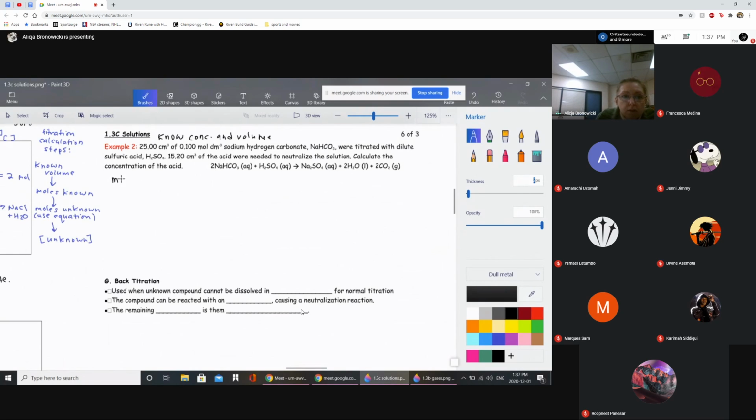So moles NaHCO3. So now I have 25 cubic centimeters. I'm going to make that liters, 1, 2, 3, 0.0250. Okay, so to find moles, I do 0.02500 dm3 times.